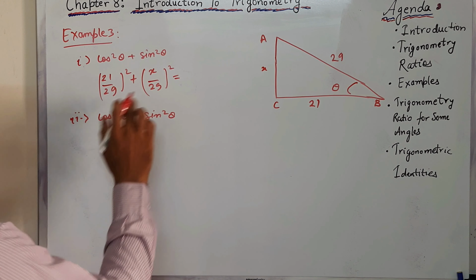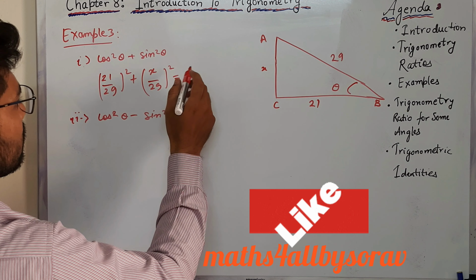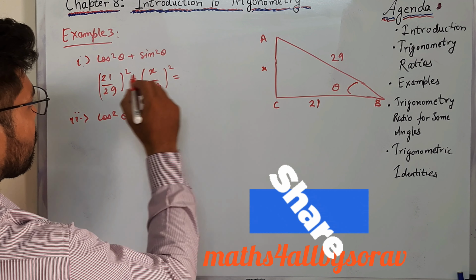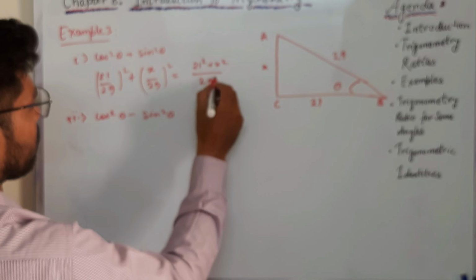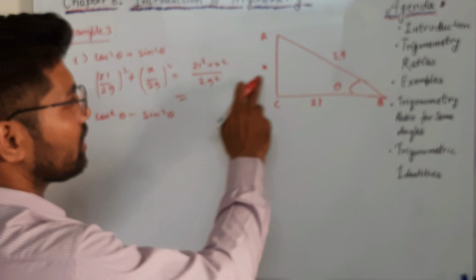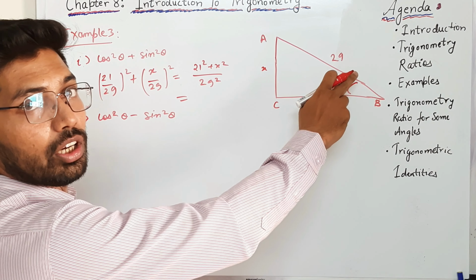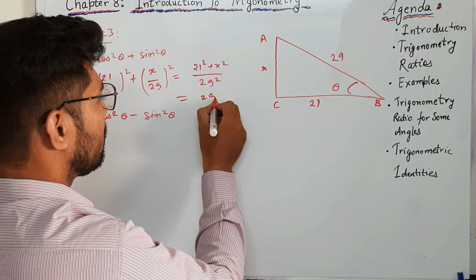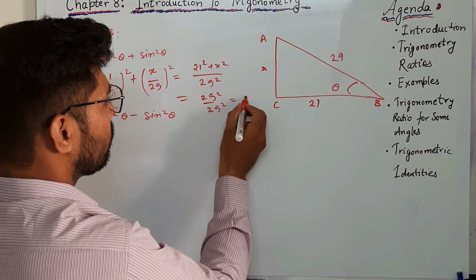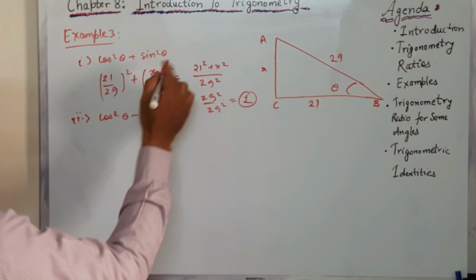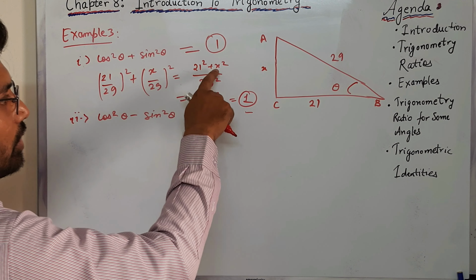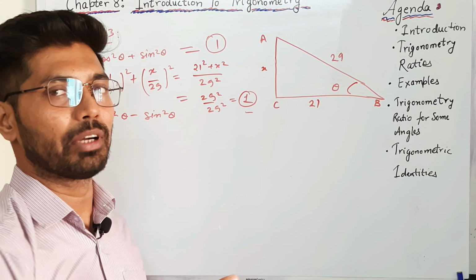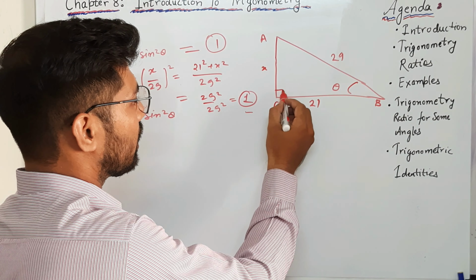Now what is this one? So you know, this is 21 square plus x square upon 29 square. So 21 square plus x square, this one square plus this square, is 29 square, upon 29 square, which is equal to 1. So this value is always 1. So this answer is 1, because 21 square plus x square is 29 square. This is the Pythagoras theorem, because this is a right angle triangle.